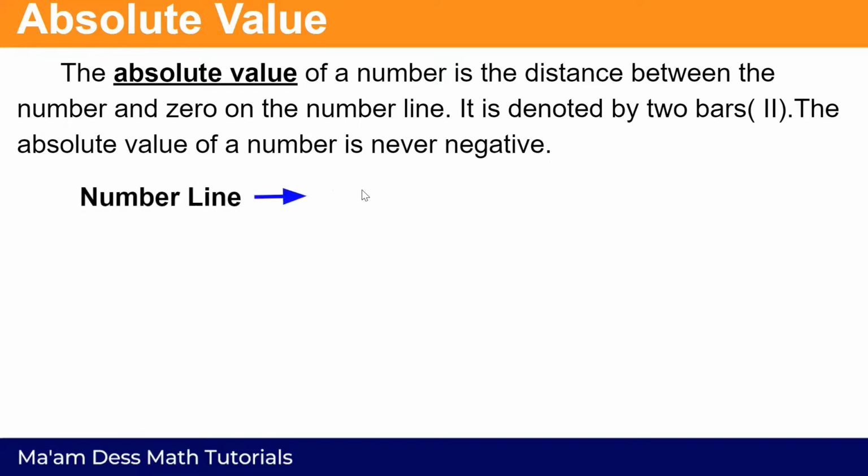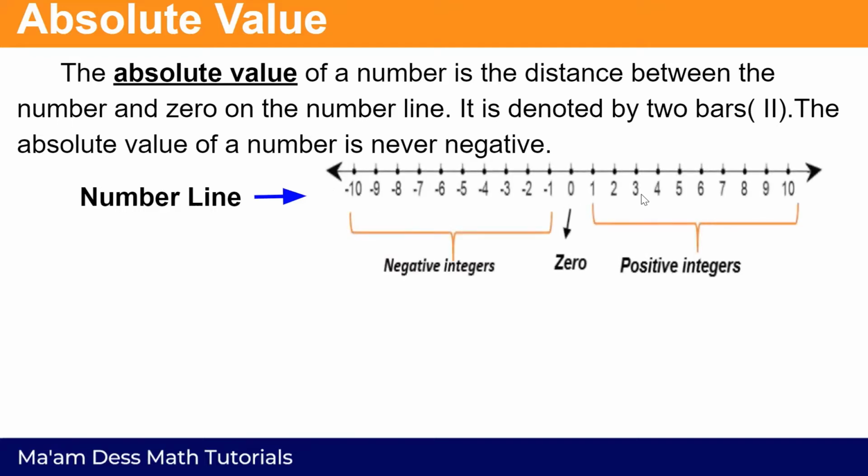Of course, to find an absolute value, we will make a number line. Here is an example of our number line. From the center, as you can see, we have 0. To the left of 0, we have negative integers, and to the right, we have positive integers. Don't forget that you have to start in the center. We have 0, and then to the left, -1, -2, -3, and so on. To the right of 0, we have 1, 2, 3, 4, 5, and so on.